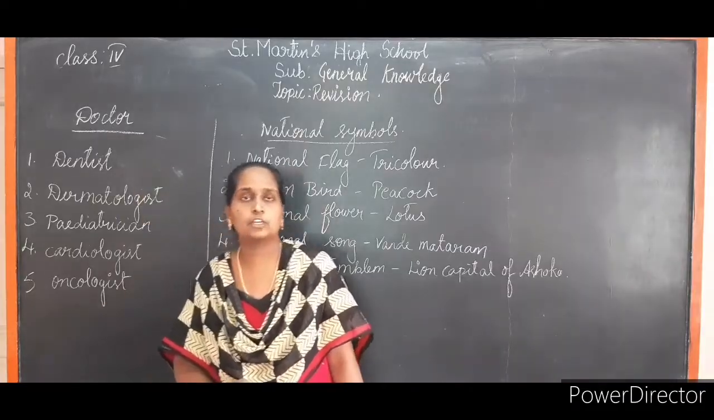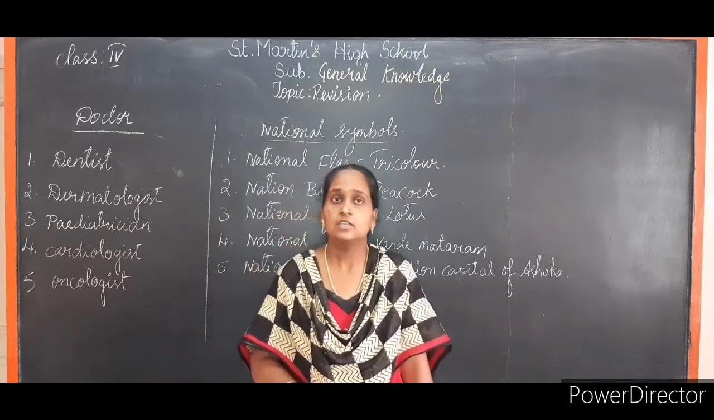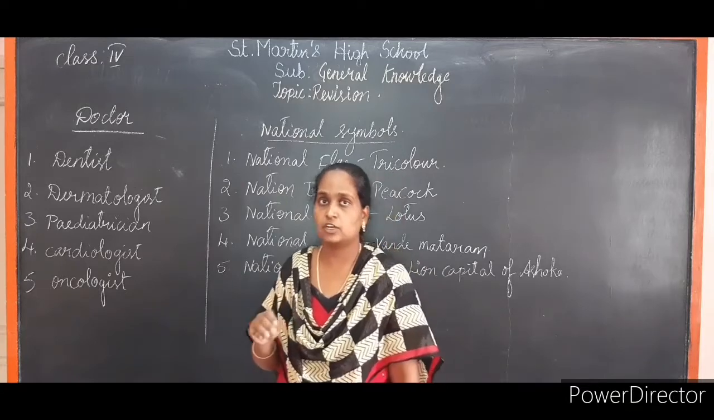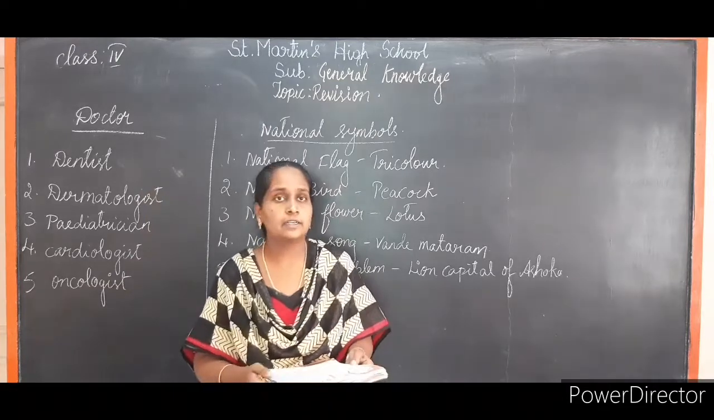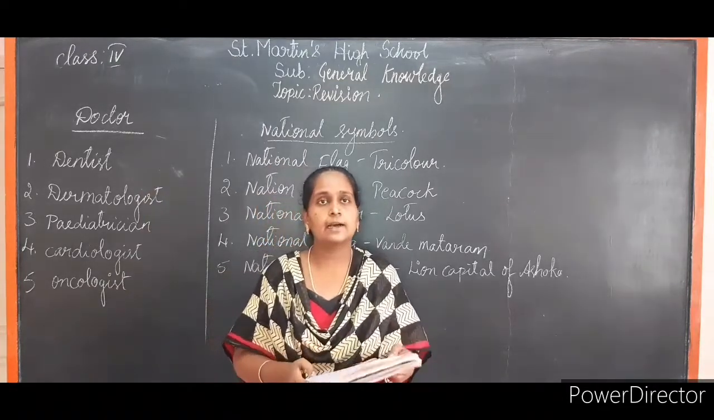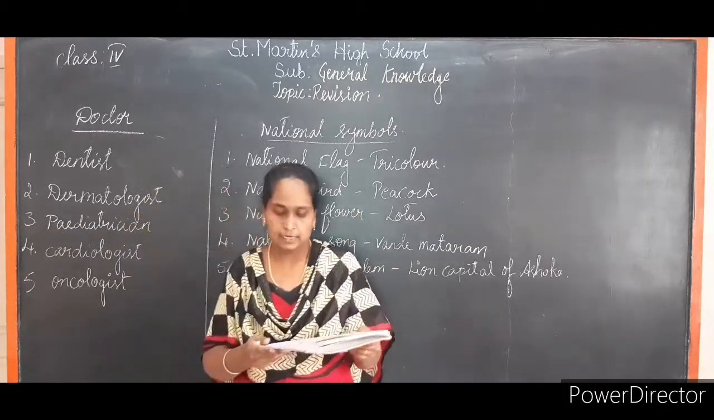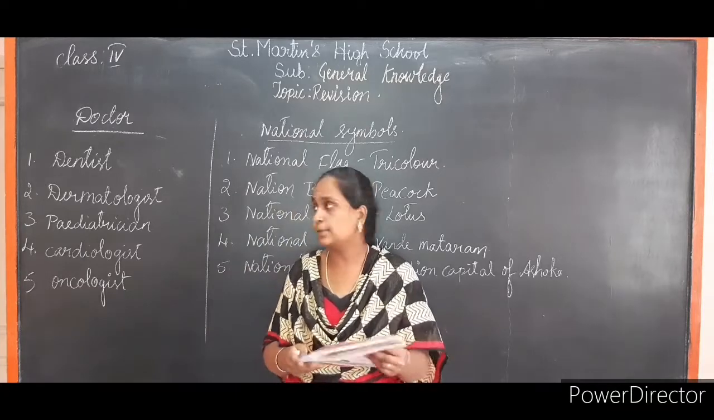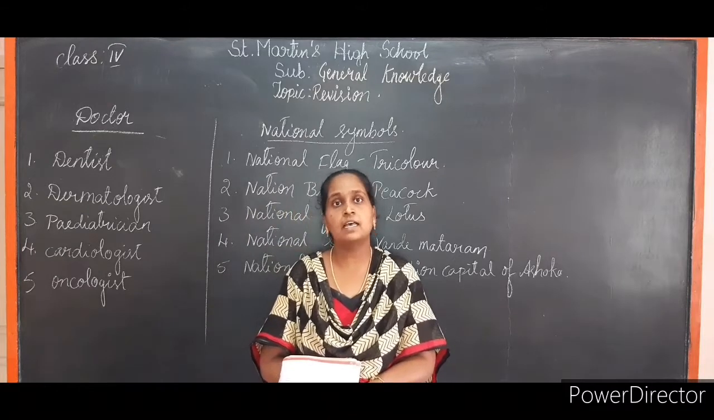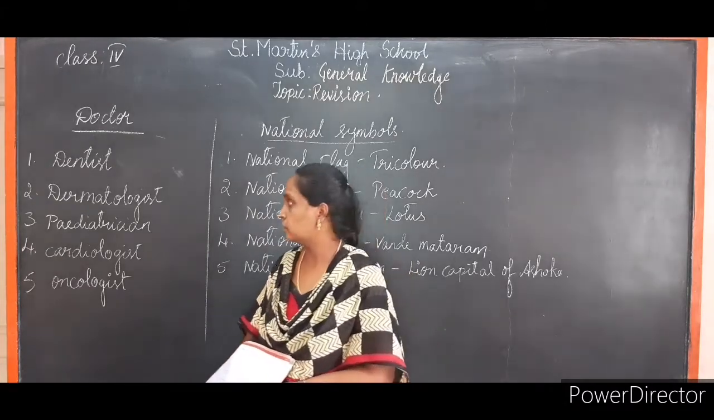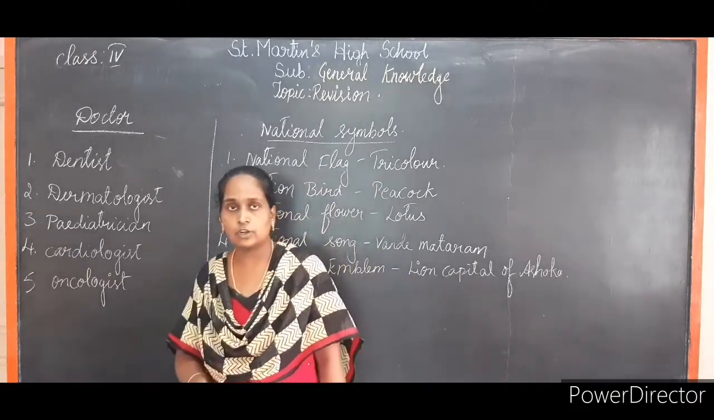Next is about doctors. We go to doctors when we are ill because the doctor will treat us. Here are some of the specialist doctors who treat particular diseases. For example, dentist. Dentist will treat teeth and gum related problems. And then dermatologist. Dermatologists treat the skin and hair. The doctors who treat the skin and the hair are called dermatologists.